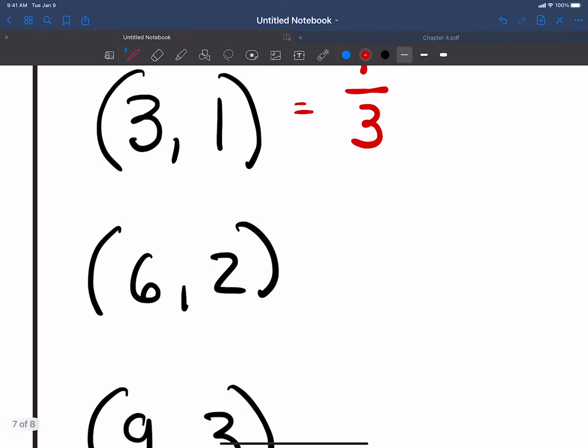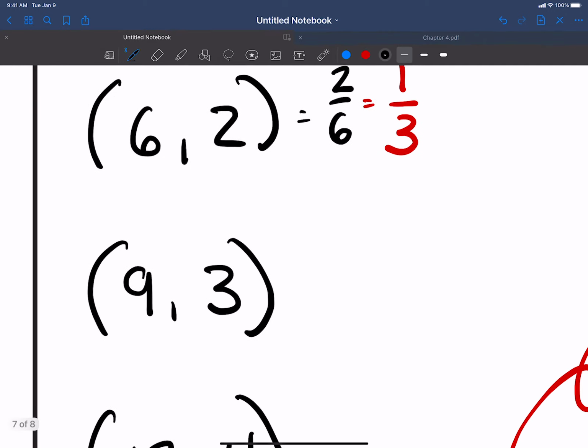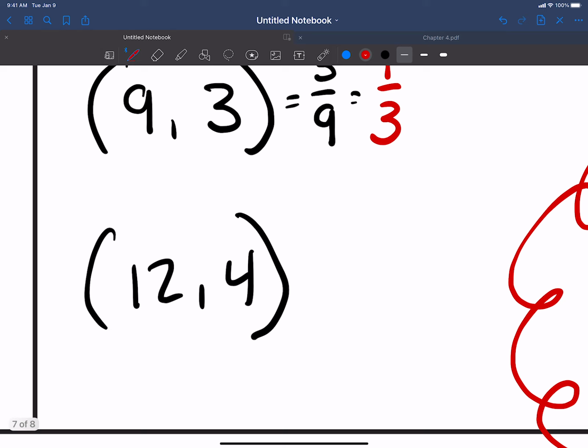Hey guys, what is the y? 2. Who's the x? 6. Can I reduce that? Rise over run. What does it equal? 1/3? Okay, what is the y and what is the x? 3 is the y. Which is equal to? 1/3. And what about the last one? 1/3. It'd be 4 over 12, which is equal to?